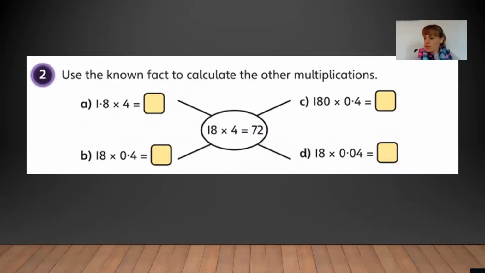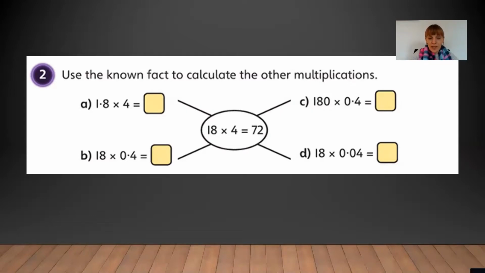Now, this is like a spidergram, which is showing you the known fact in the middle and how you can use that known fact for all those different types of calculations. So looking at it, we know 18 times 4 is 72. I think it would be a good idea to pause the video, see if you can have a go at writing the answers to A to D on a piece of paper or anything that you can jot it down on, and then come back when I show you the answers.